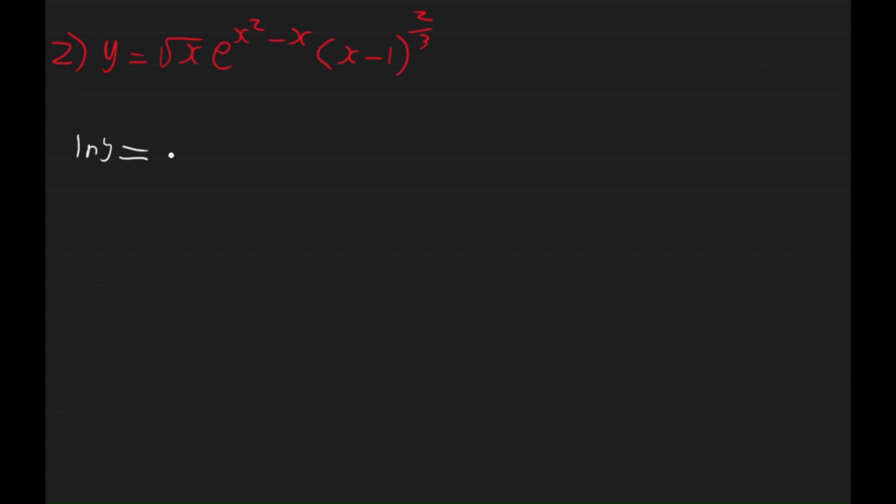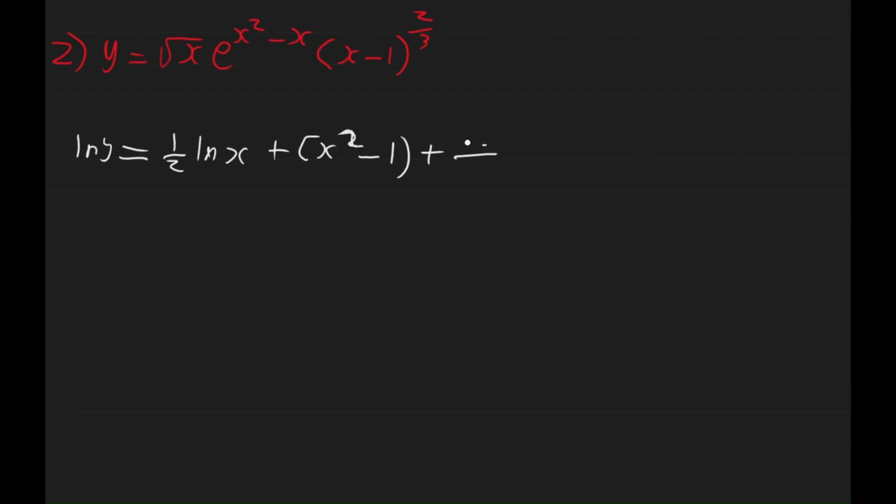So this is ln y equals root x. Ln root x is just half ln x, because root is power half. Okay, this is just plus x power 2 minus x. Why? Because the power, you can drop the power, right? Over here. And ln e is just 1, you don't have to write it.